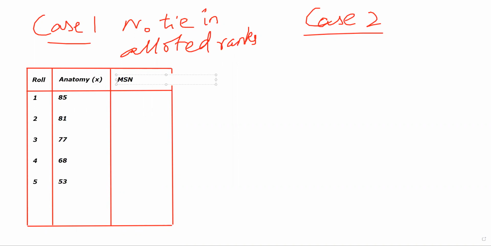Med-surg: I'll put this variable as y. These are both marks out of 100, and these students are obtaining so and so marks. So 78, 70, 72, 62, 67. Now you have these particular marks, okay.